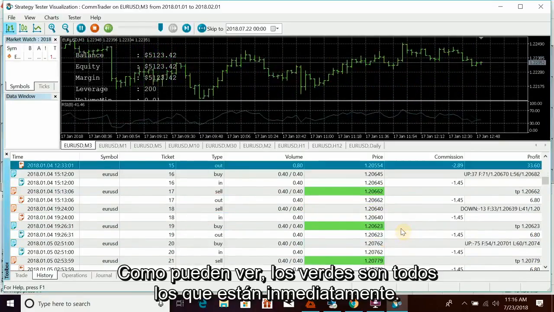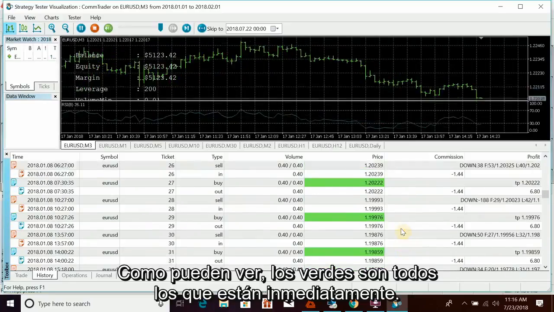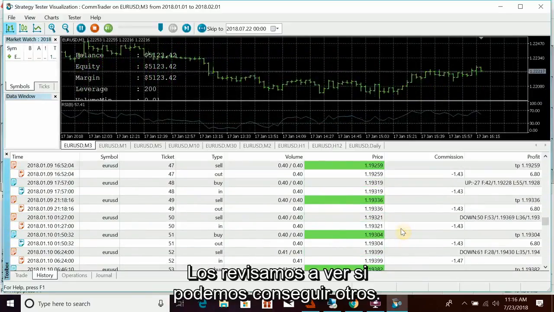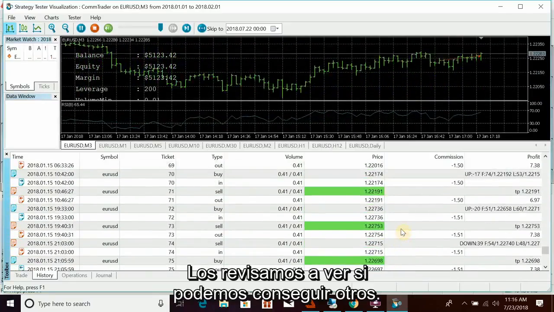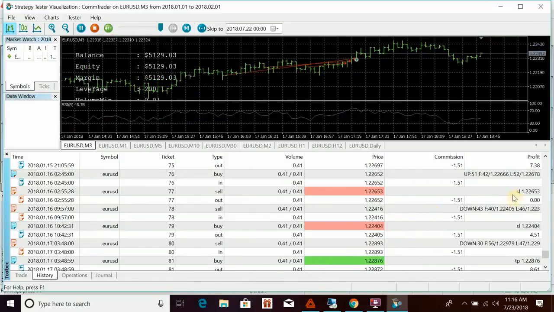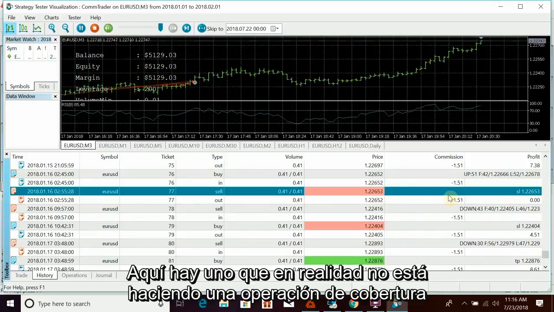Wow. So as you can see, the greens are all the ones that won right away. We can go through them and try to see if we can get to another. Here's one. Here's one that it didn't actually do a hedge trade.